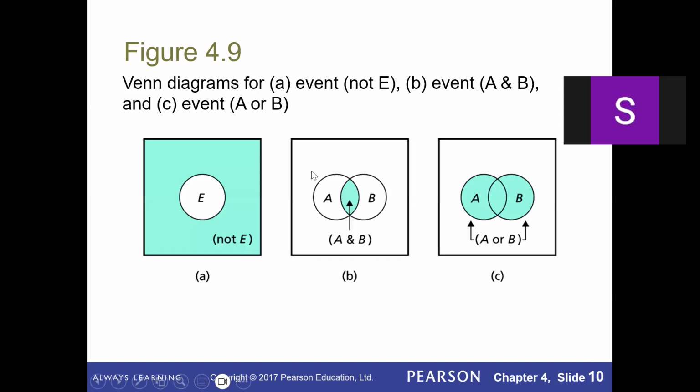The Venn diagram here shows that E is an event and everything outside the E is not E. In figure B, we have two events A and B. The intersection of these two events is another event which is A and B. And if we combine both A and B, then we'll get another event which we call A or B.